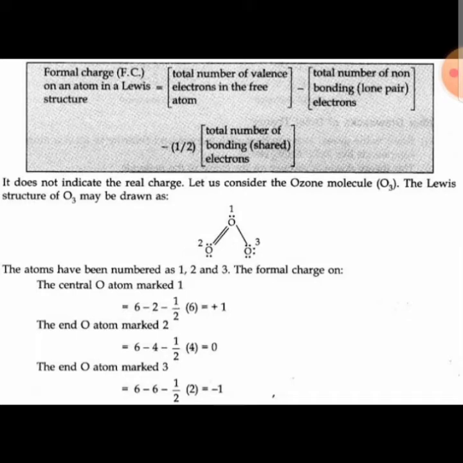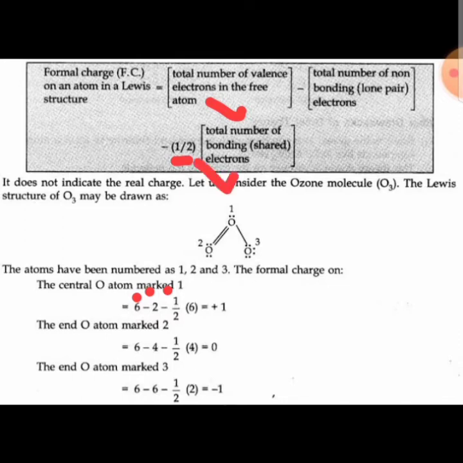So according to the formal charge formula, the total number of valence electrons in oxygen is 6, minus the total number of non-bonding or lone pair electrons. In the first oxygen, you can find only 2 lone pairs of electrons. So 6 minus 2 minus half into the total number of bonding or shared electrons.